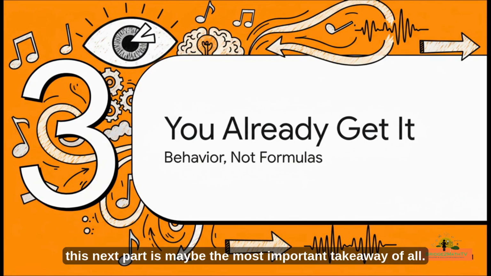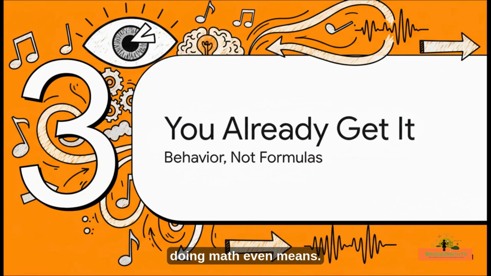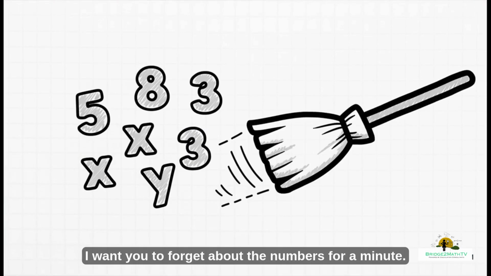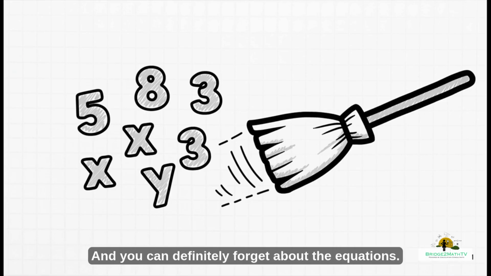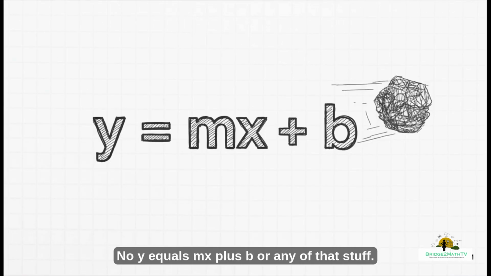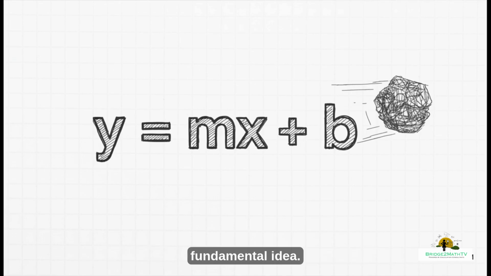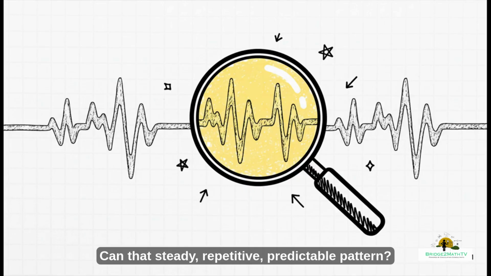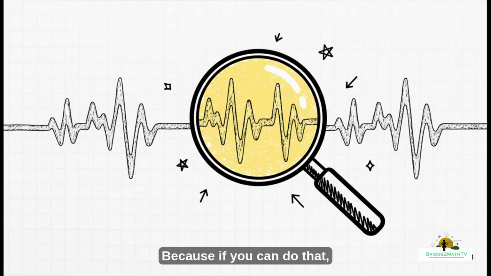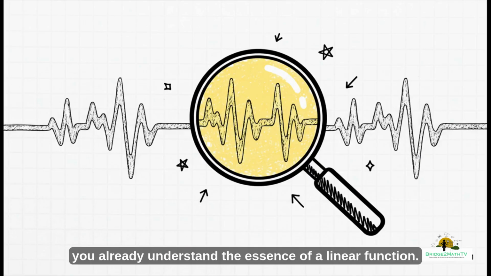Now, this next part is maybe the most important takeaway of all, because this is all about shifting your perspective on what doing math even means. I want you to forget about the numbers for a minute. Seriously, we're not solving for x, we're not trying to find y. That is not the goal right now. And you can definitely forget about the equations. No y equals mx plus b or any of that stuff. We're stripping all of that away to get to the core, fundamental idea. The only thing that matters is this. Can you recognize the behavior? Can you spot that steady, repetitive, predictable pattern? Because if you can do that, you already understand the essence of a linear function.